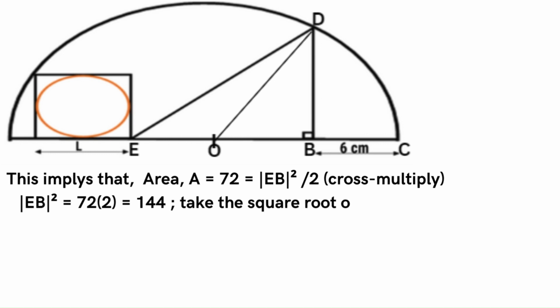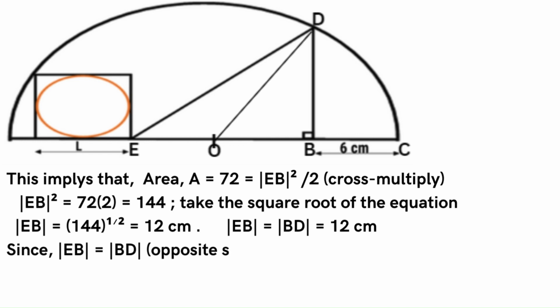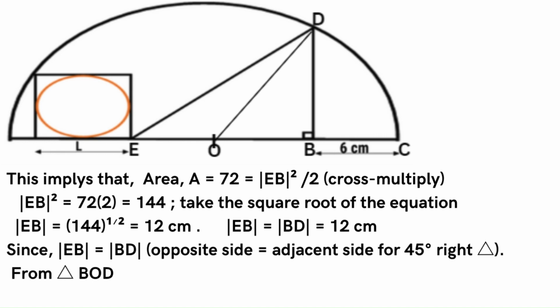Cross multiply and solve for EB. Take the square root of the equation to give that. Opposite side equals adjacent side for a 45 degrees right triangle. From triangle BOD, using Pythagoras theorem, we have that the square of OD equals the sum of the square of BO and BD.